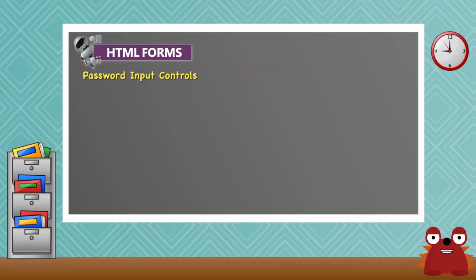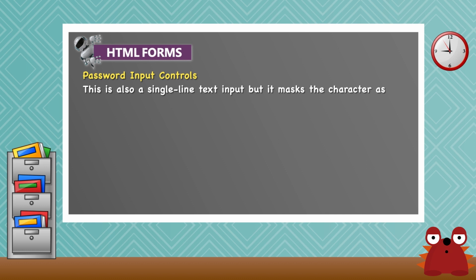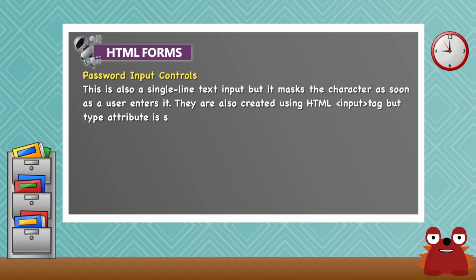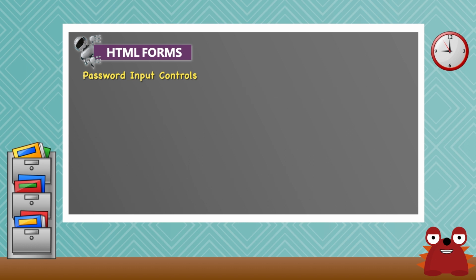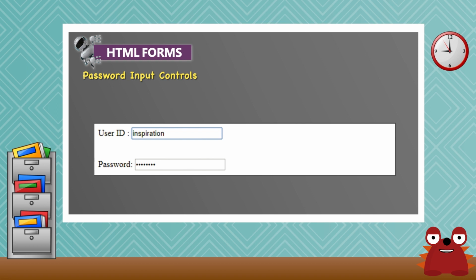Next, password input controls. This is also a single line text input, but it masks the character as soon as a user enters it. They are also created using the HTML input tag, but the type attribute is set to password. Here is a basic example of a single line password input used to take a user password. This will produce the following result.